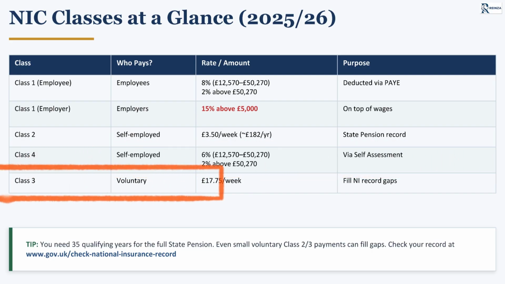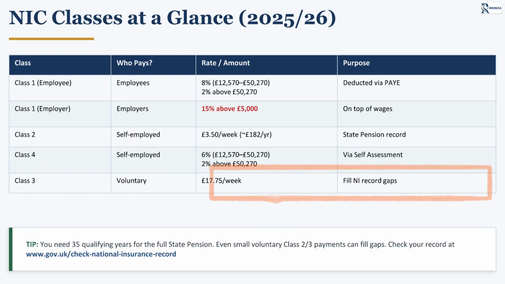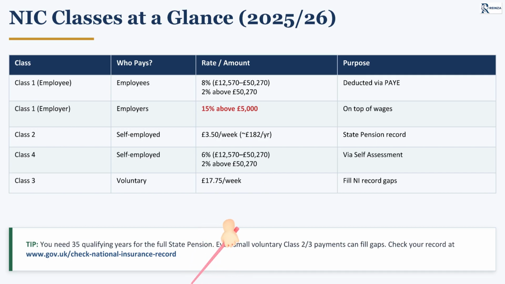Class 3 is voluntary. At £17.75 per week, it allows you to fill gaps in your national insurance record to ensure you qualify for the full state pension. And here is an important tip. You need 35 qualifying years of national insurance to receive the full state pension. You can check your current record online at gov.uk/check-national-insurance-record. I strongly recommend doing this, especially if you have had gaps in employment or have worked abroad.